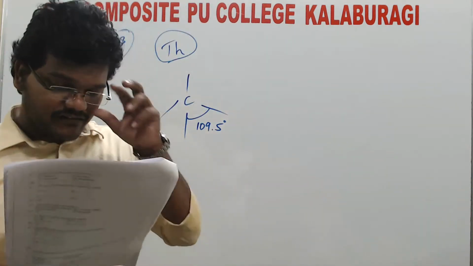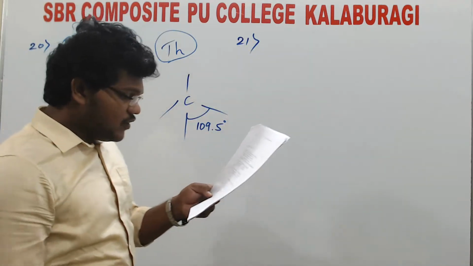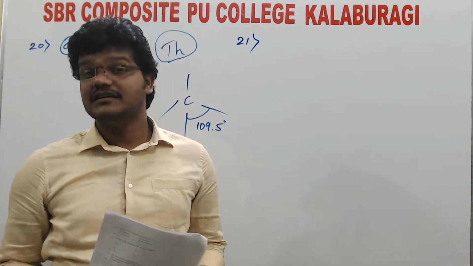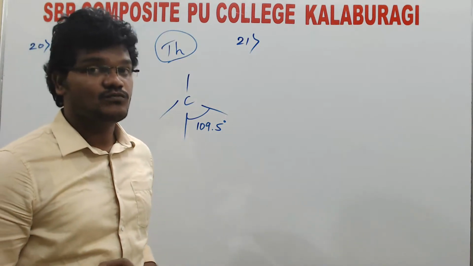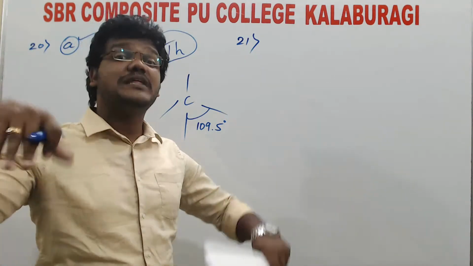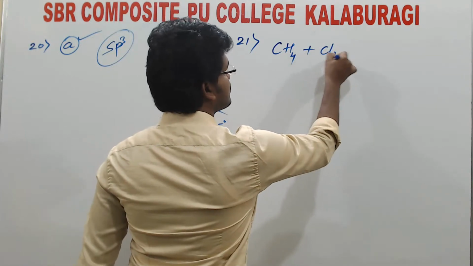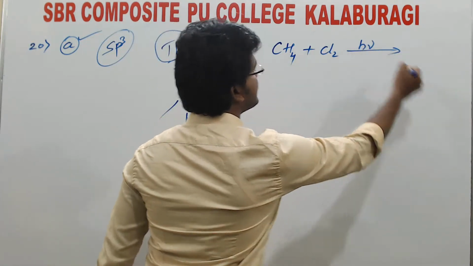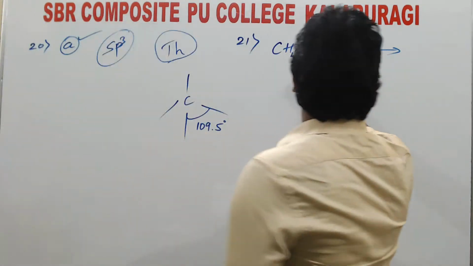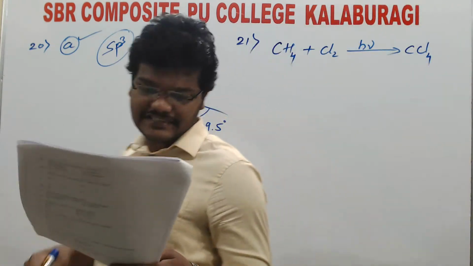Very simple. 21. Halogenation of alkanes is an example of... You might have learned this one in SSLC too. Halogenation of alkane. Can you give me an example? Chlorine. Chlorination of methane, you might have heard. Chlorination of methane in presence of sunlight. If you have excess of chlorine, at last I am going to get CCl4. Well, that's what they are asking.